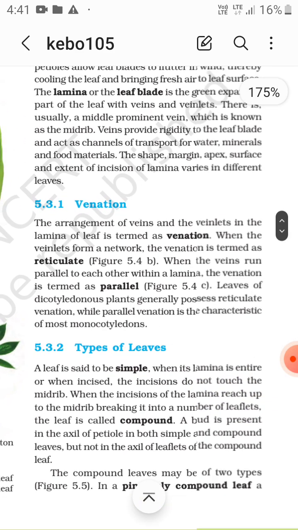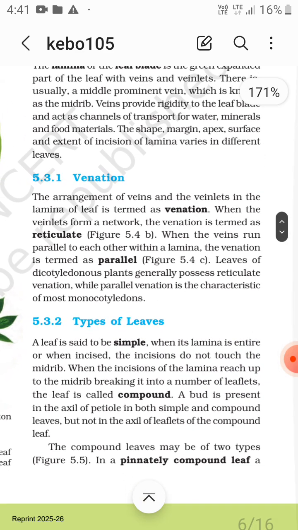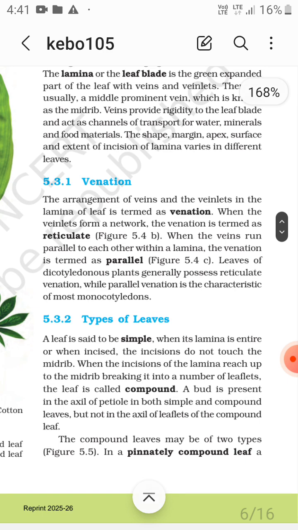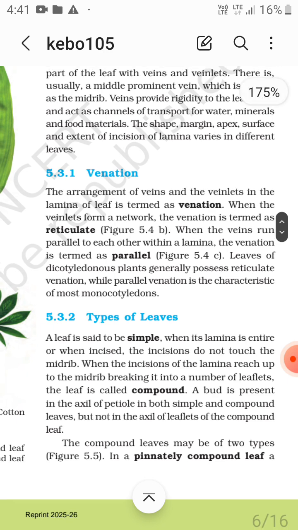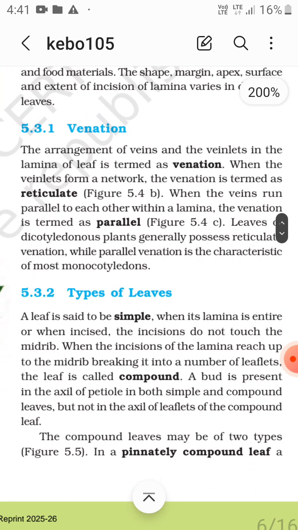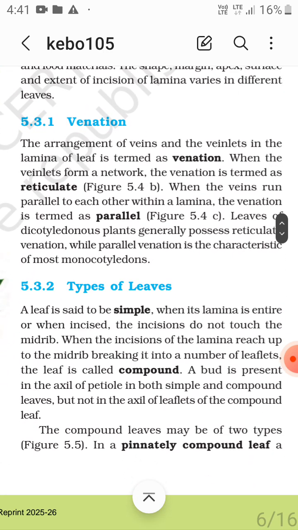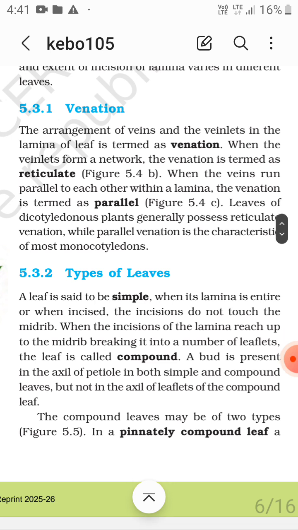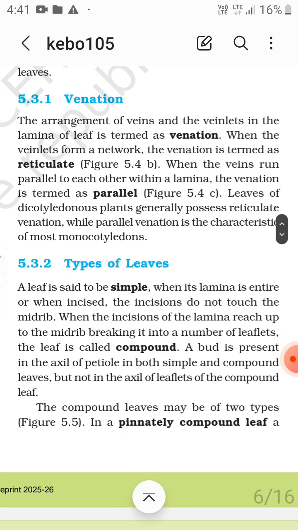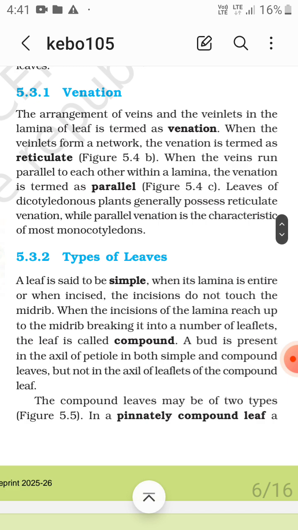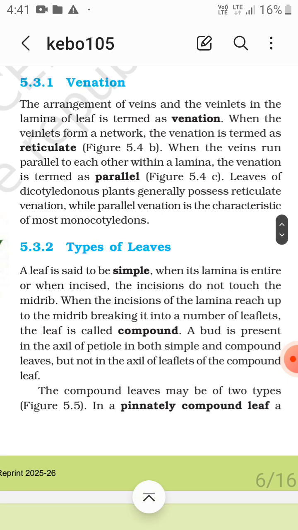The arrangement of veins and veinlets in the lamina of a leaf is termed venation. When the veinlets form a network, the venation is termed reticulate. When the veins run parallel to each other within a lamina, the venation is termed parallel. The leaves of dicot plants generally possess reticulate venation, while parallel venation is a characteristic of most monocots.